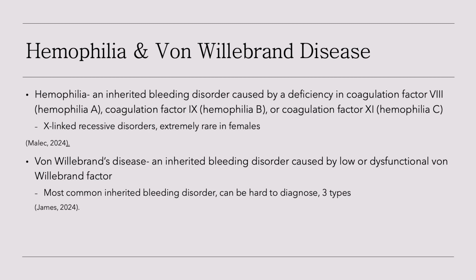Von Willebrand disease is an inherited bleeding disorder caused by low or dysfunctional von Willebrand factor, which is another coagulation factor. It is the most common inherited bleeding disorder. However, it can be very hard to diagnose because there can be low or dysfunctional levels of this coagulation factor in people that do not have any characteristics of the disease. And there are also 3 different types of the disease.